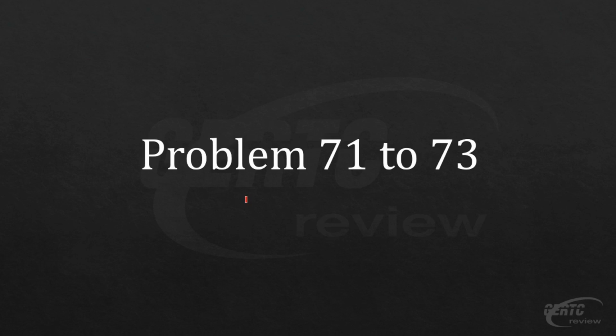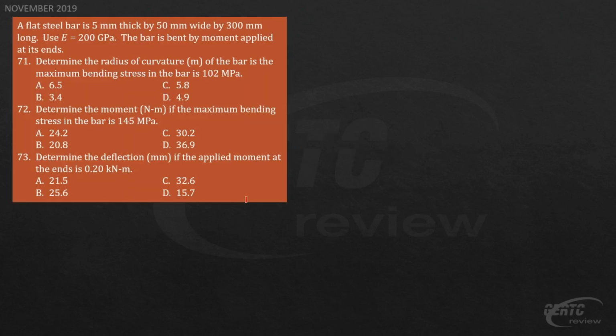Okay, another situation, problem number 71 to 73. And again, this is November 2019 exam. Okay, a flat steel bar is 5 mm thick by 50 mm wide by 30 mm long. E equals 200 GPa. The bar is bent by moment applied at its end. Okay, so unang tanong, the radius of curvature of the bar if the maximum bending stress is 102 MPa.